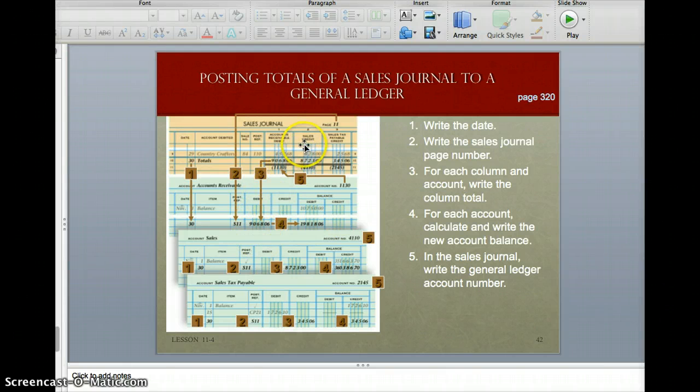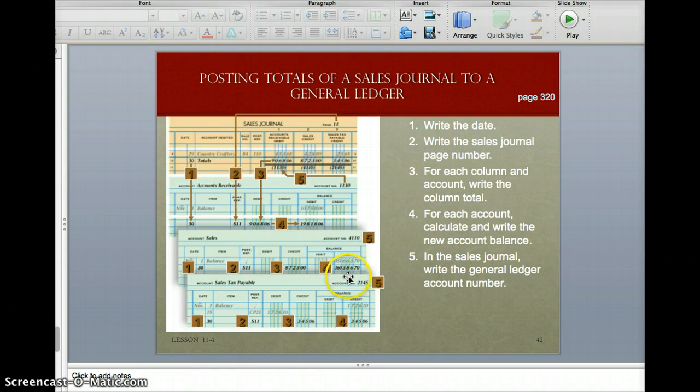Then you're going to do your sales credit column. You're going to do your whole column. Your total balance in that column is 8,723. You enter the date, post reference, and credit, and then here's your balance over here. You already had a credit in there, you add a credit, and that gives you a credit.